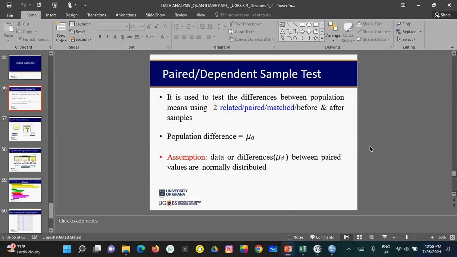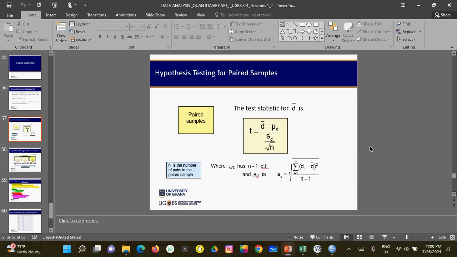All right, so the paired or dependent sample test. It is used to test the differences between population means using two related, paired, matched before and after samples. The population difference is mu d, but mu d here is going to be 0 because we are testing the same kind of population. Assumption: the data, or the differences mu d between paired values, are normally distributed.